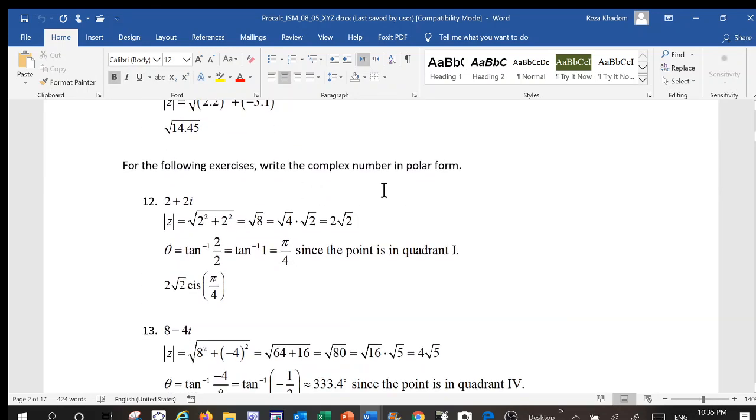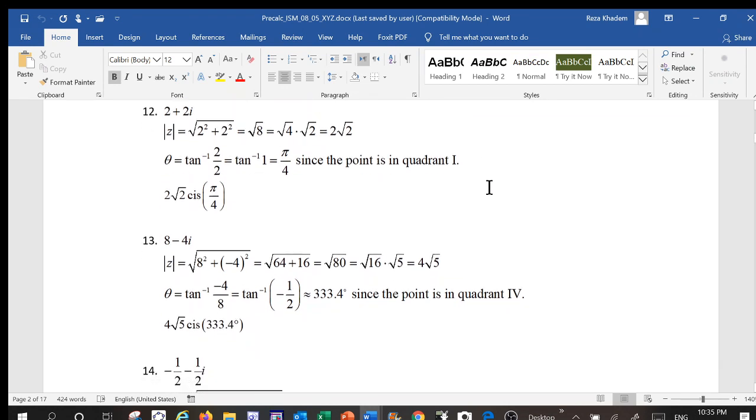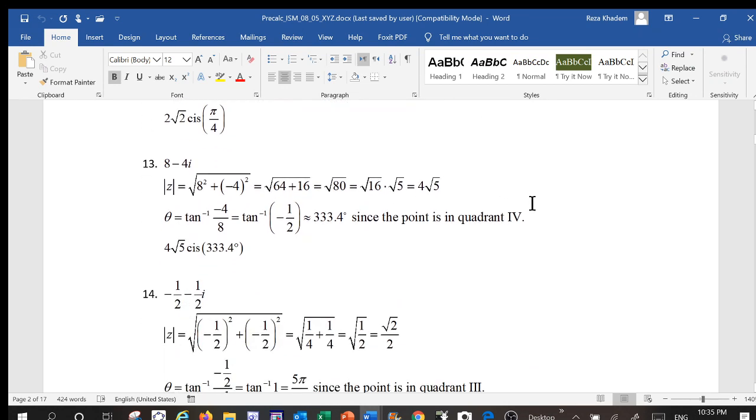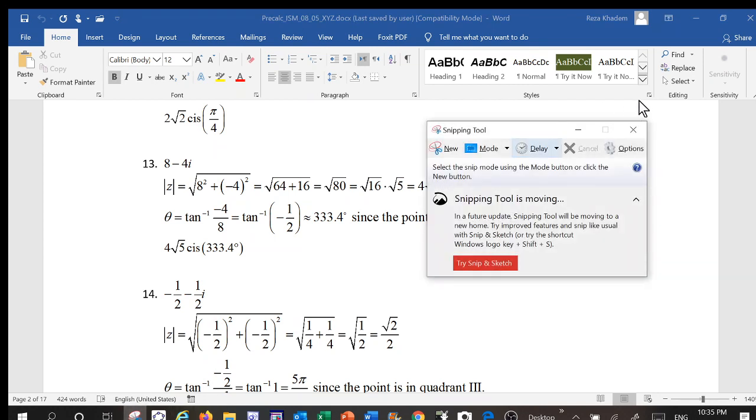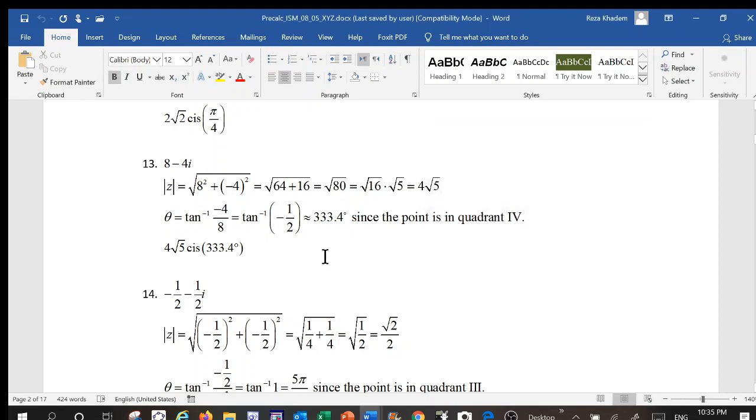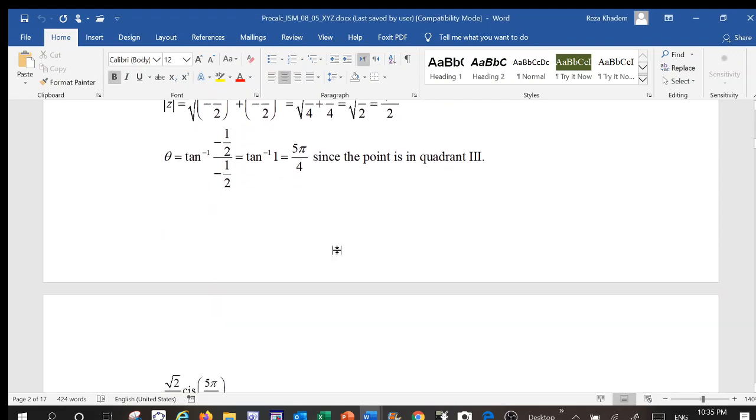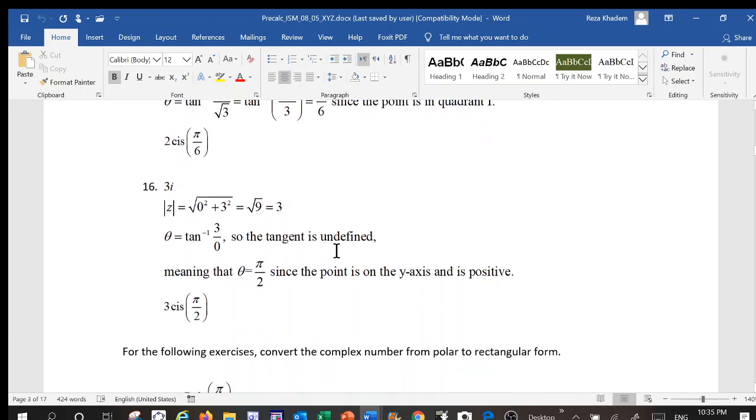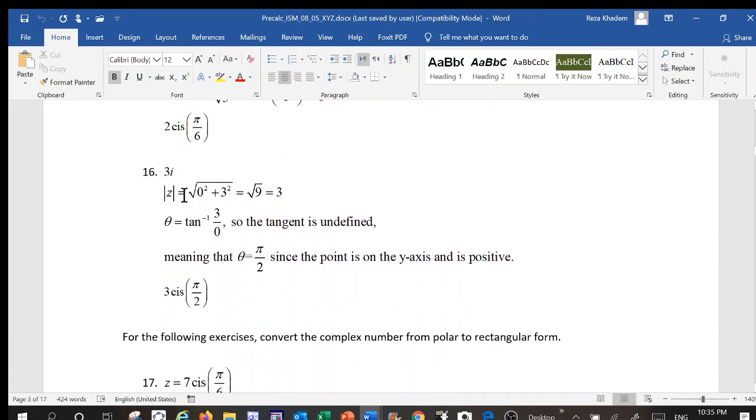For the following, it says write the complex number in polar form. Again, we talked about this. You can use a calculator. So here, for example, number 16. So what's r here? Well, r would be square root of a squared plus b squared, which is just 3, right? Because here a is 0 and b is 3.